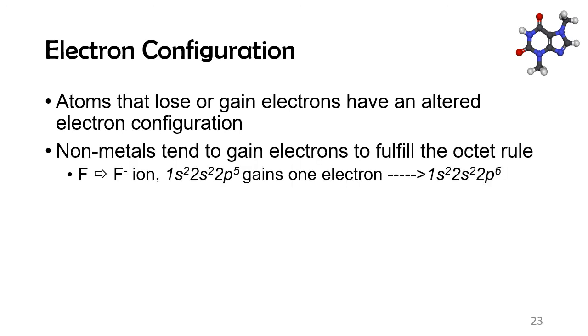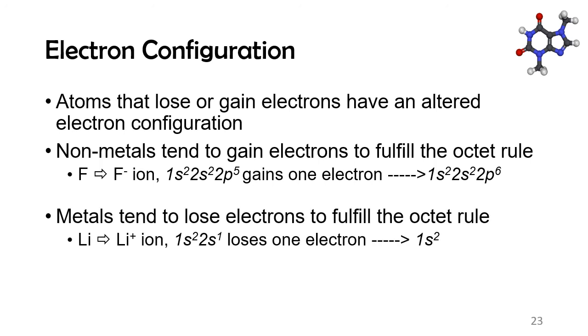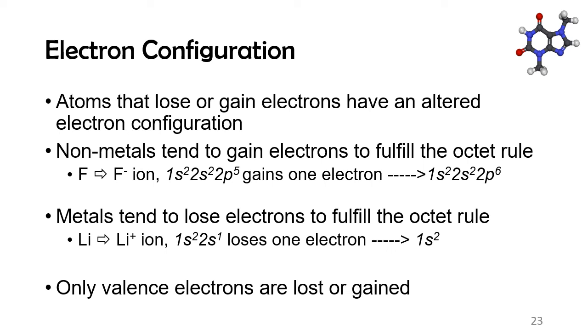We know that anions gain electrons, so that means we would need to add electrons to the ground state electron configuration. When fluorine gains an electron to form the fluoride ion, its electron configuration changes from 1s2, 2s2, 2p5 to 1s2, 2s2, 2p6. Cations lose electrons, so we do the opposite and subtract electrons. When lithium loses an electron to form the lithium ion, its electron configuration changes from 1s2, 2s1 to 1s2. Remember that only valence electrons are lost or gained.